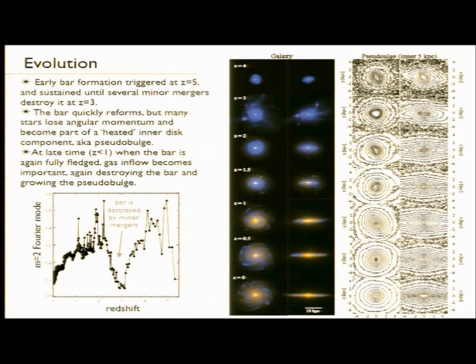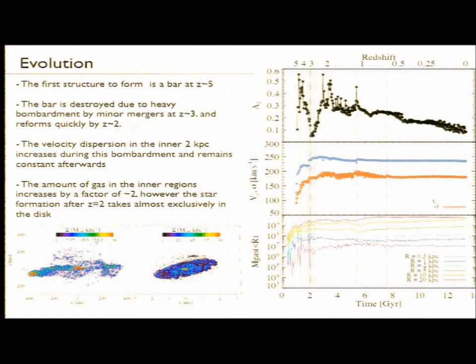Then at redshift 3, there's a very active minor merger attack on Eris. So basically, these minor mergers destroy this bar at redshift 3. And then the bar reforms very quickly by redshift 2. And then afterwards, it continues to decrease very slowly. By redshift 0, we have only a nuclear bar. So you can see what happens.